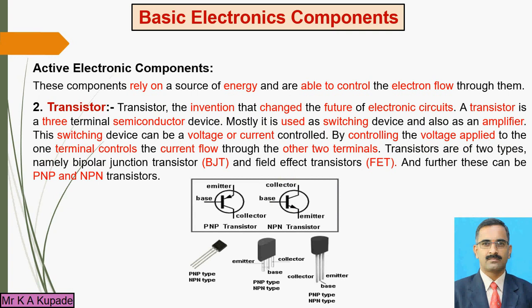Now, the second type of active component is the transistor. A transistor is again made of semiconductor material, but it has three terminals, three layers, and two junctions. Of the two junctions, one is forward biased and the second is reverse biased. We will see this in detail in the next topics.